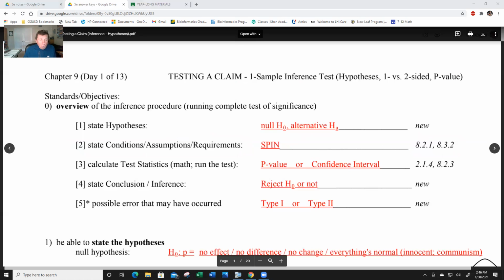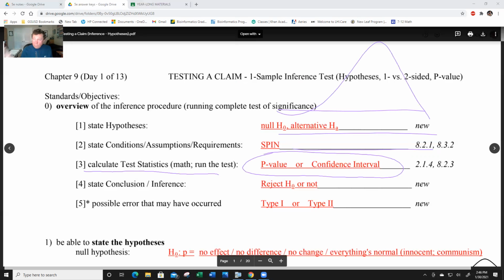Okay. Step three is going to be, you're going to calculate the test statistic. That is either a confidence interval or a p-value. So you're going to draw a normal curve and do your raw score, z-score percentile, which we've done. We did that in chapter 2, or you're going to do a confidence interval. You can do either one. Traditionally, you do a p-value unless a confidence interval is asked for. Okay, I'll say that again. Traditionally, you do a p-value unless a confidence interval is asked for. Okay. And then you'll state your conclusion.